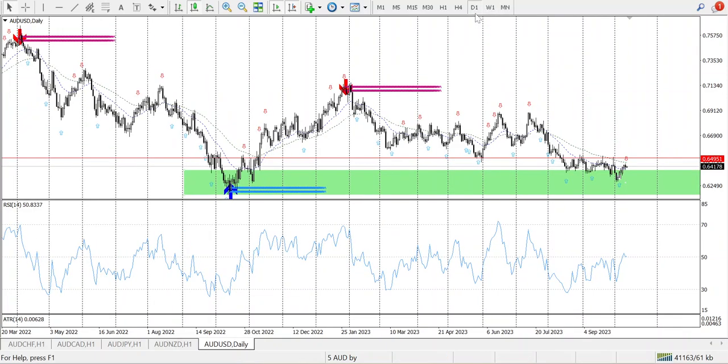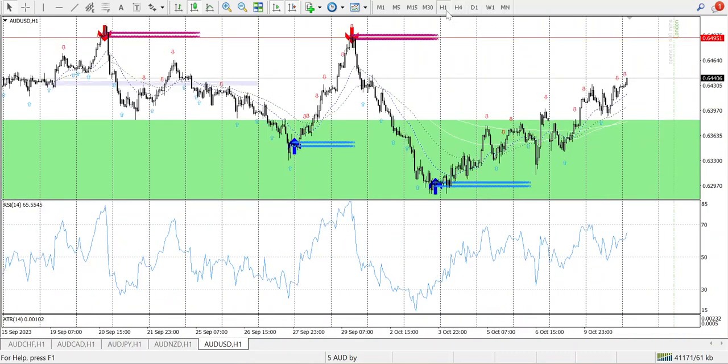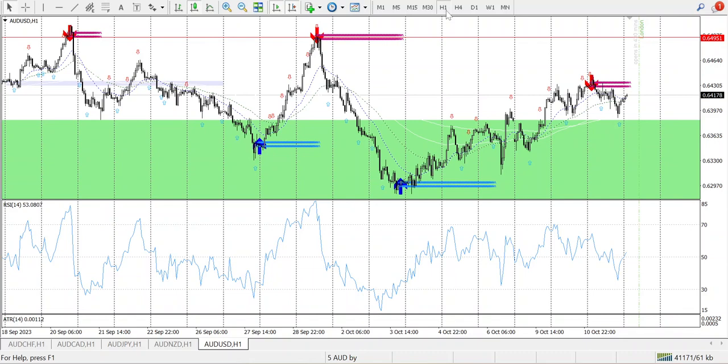In the daily time frame, it is showing a sell signal here. Wow, it is a sell signal, but the rejection is too much here. In hour four, in hour one, I'm seeing a bullish engulfing here.